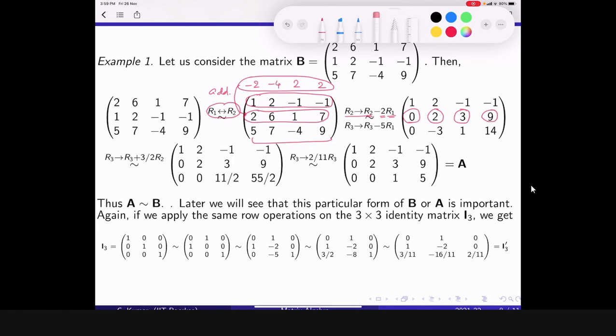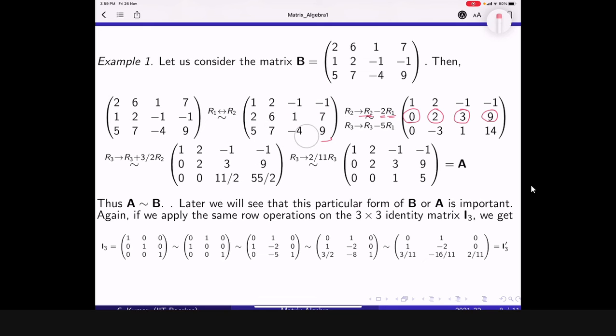Okay, so this operation is multiplying a row by a non-zero constant and then adding this to the other row. So here we are multiplying row 1 with a non-zero constant -2 and adding this to row 2 to get this new matrix. Okay, so this is the third operation that we can perform on the matrix.